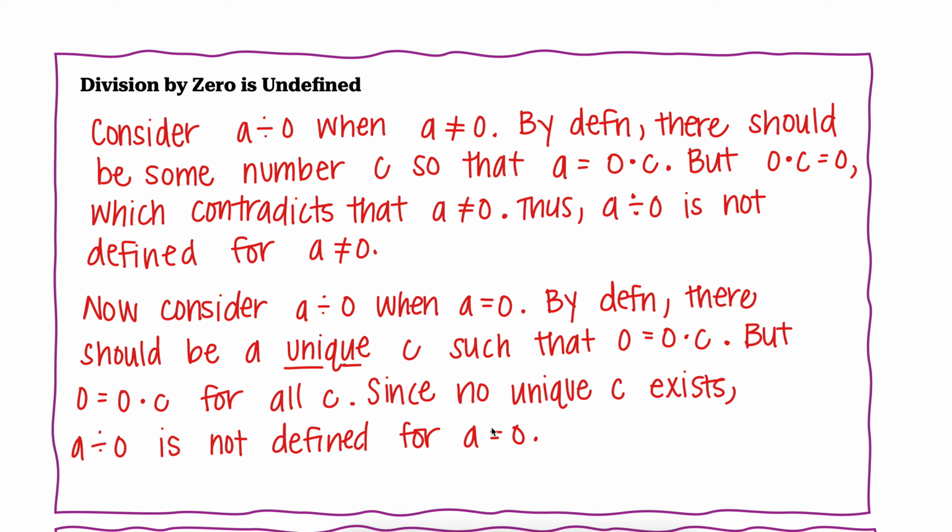And again, I have this in the PDF of my notes because I'm going to probably read through this quicker than you could write it down, but we're going to show why division by 0 is undefined.